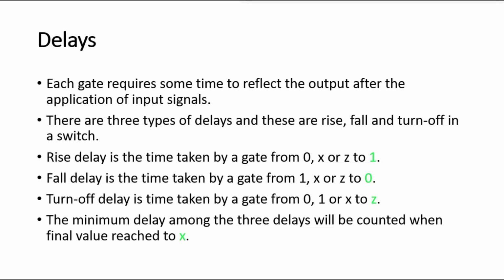There are 3 types of delays in a gate, and these are rise, fall, and turn off. Rise delay is the time period when output transits from 0, x or z value to logic 1. Fall delay is the time duration where output is switching from 1, x or z value to logic 0. Turn off delay is the time taken when output is moving from 0, 1 or x value to z.